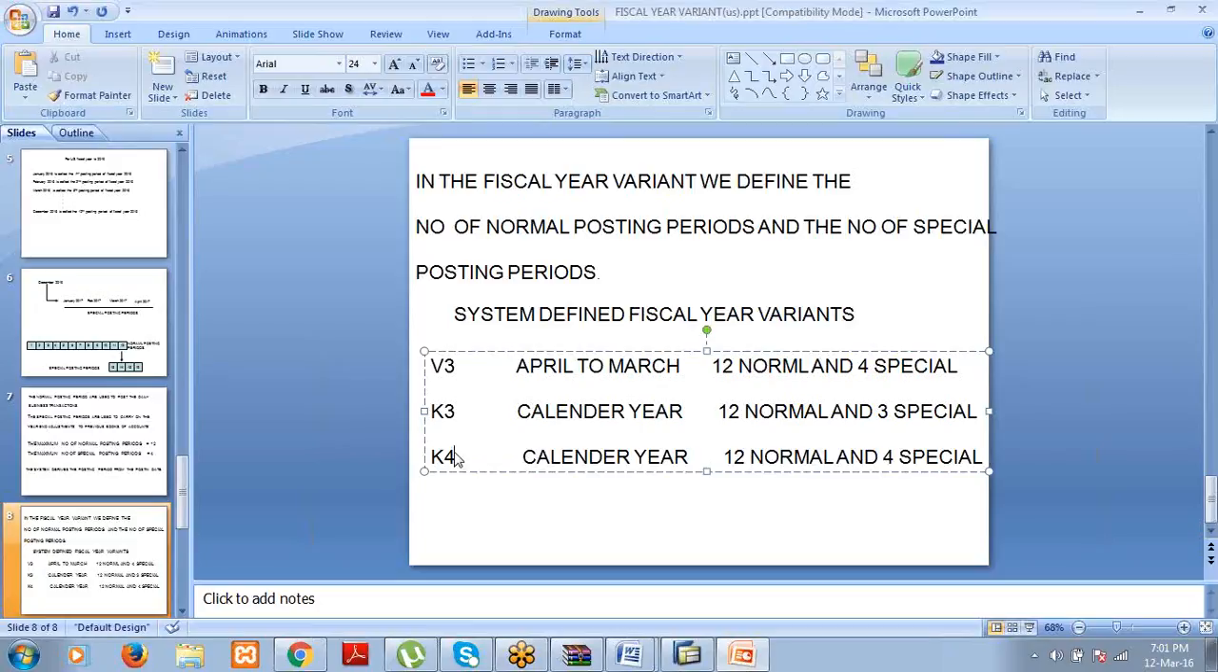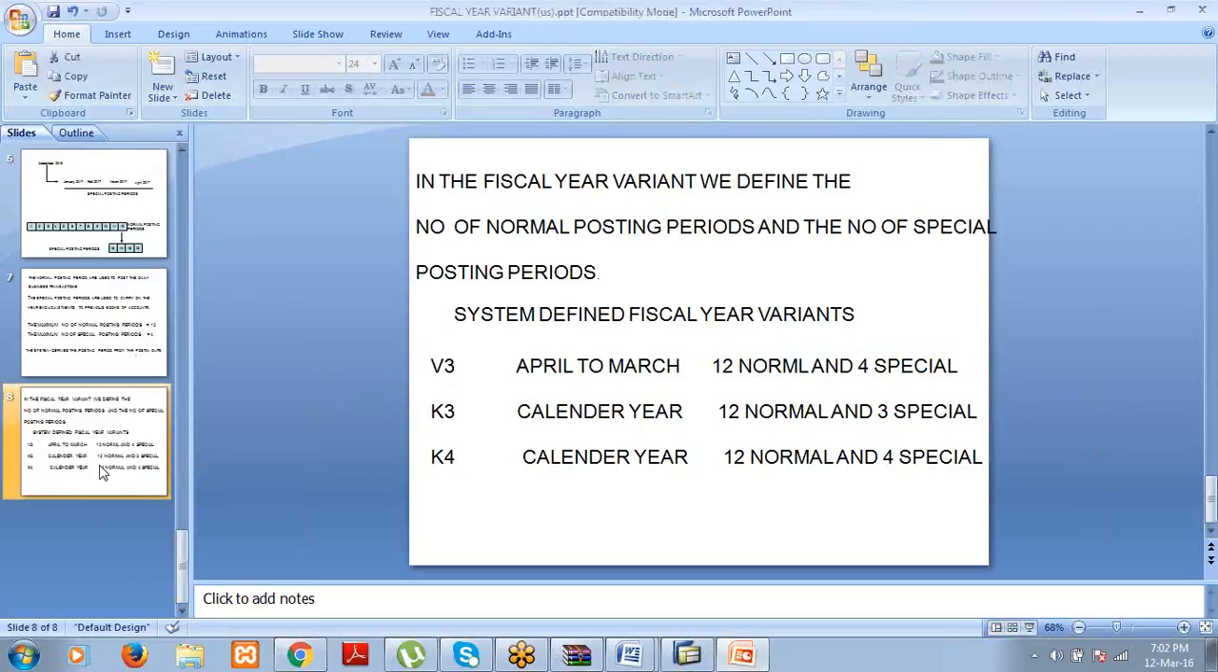One more thing here: normally an accounting year contains 12 months, but sometimes the accounting year may be less than 12 months or more than 12 months. This type of fiscal year is called a year dependent fiscal year. What is the year dependent fiscal year? We will discuss it again. Also there is another concept, the shortened fiscal year. What is the shortened fiscal year and what is the year dependent fiscal year? These things are a little bit advanced, so after some classes we will discuss these concepts. So this is the concept of the fiscal year variant.